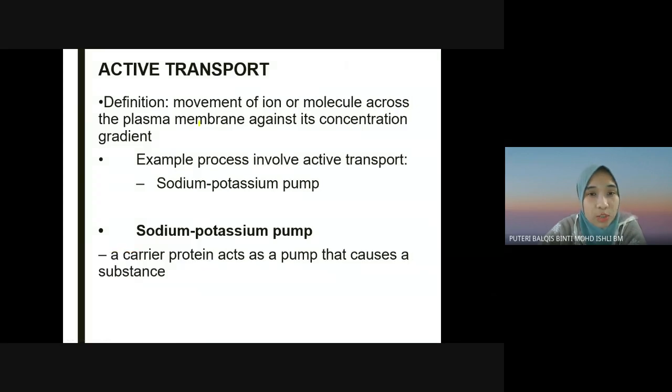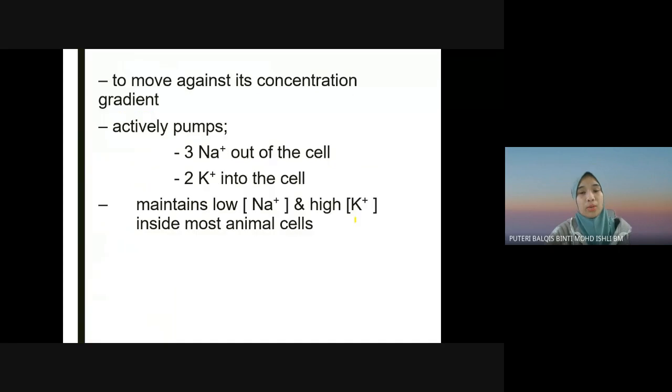Active transport. Okay, kita pergi pada seterusnya lah. Active transport is the movement of ions or molecules across the plasma membrane against its concentration gradient. Dia melawan arus lah, against its concentration gradient. For example, sodium potassium pump. Sodium potassium pump is we want to pump out 3 sodium, kita nak bawa keluar 3 sodium, bawa masuk 2K+. Okay, pump out 3 sodium, bring in 2K+.